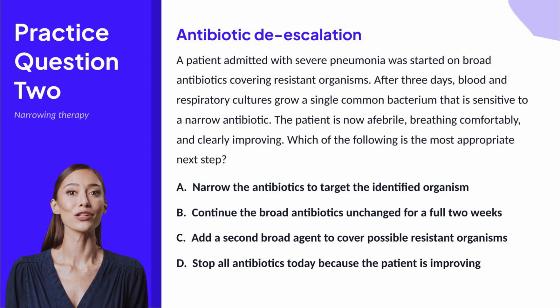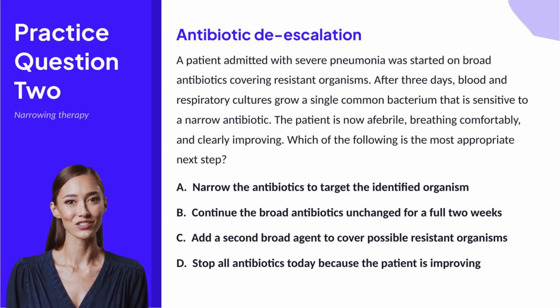Your choices are: narrow the antibiotics to target the identified organism, continue the broad antibiotics unchanged for a full 2 weeks, add a second broad agent to cover possible resistant organisms, or stop all antibiotics today because the patient is improving. Predict your answer and let us walk through it.